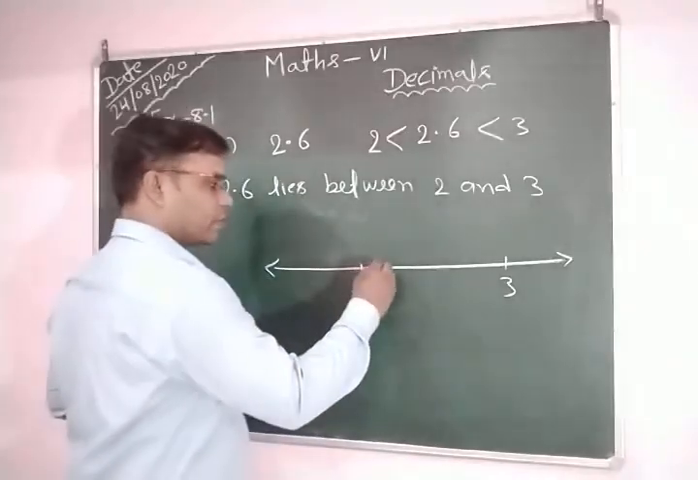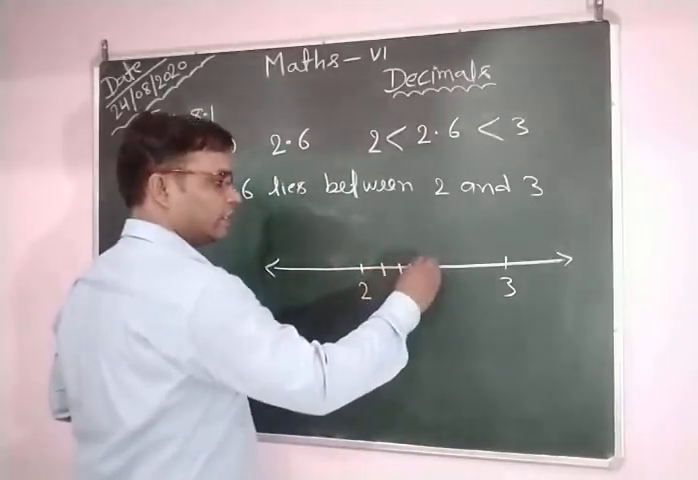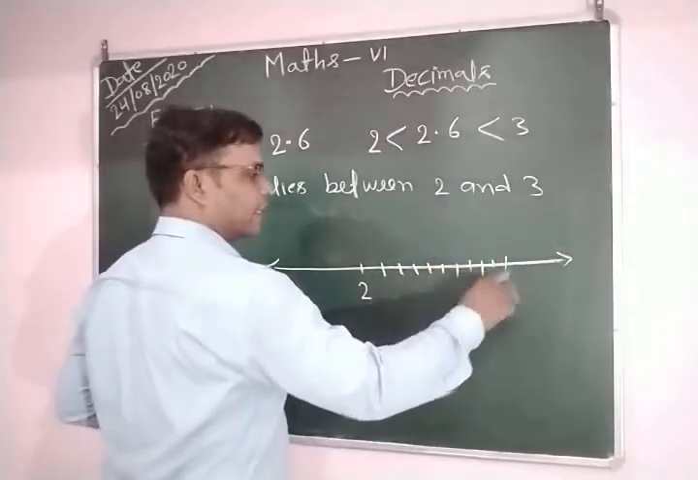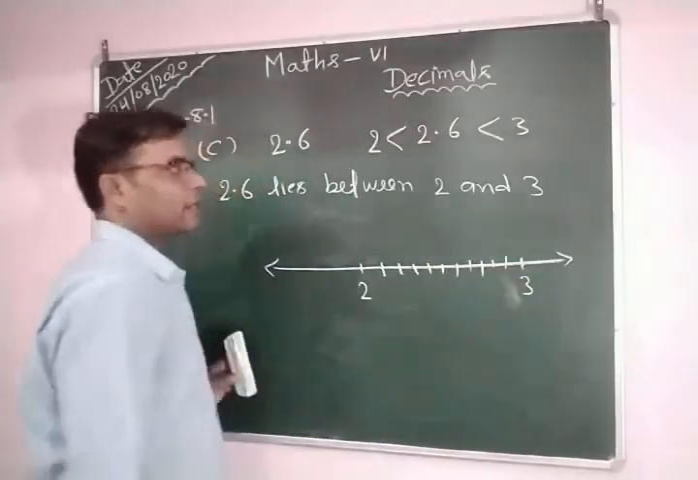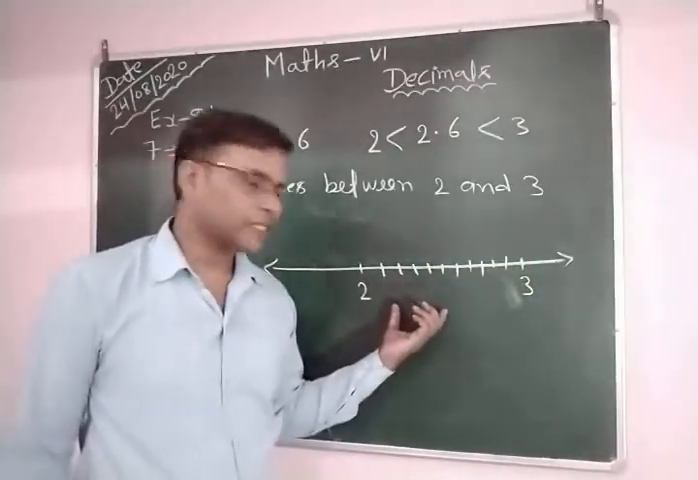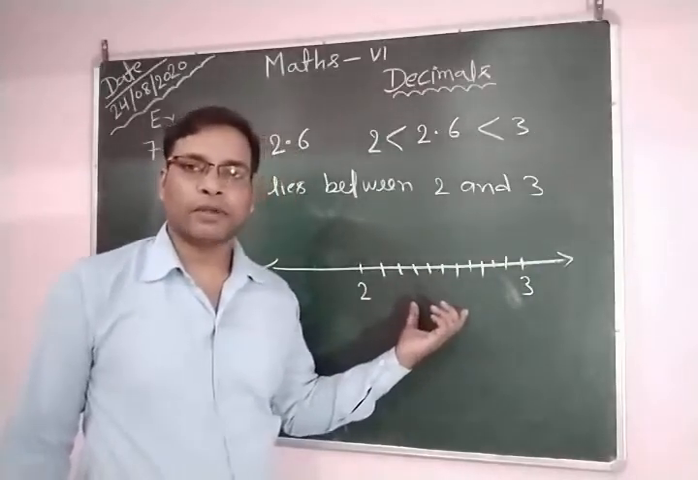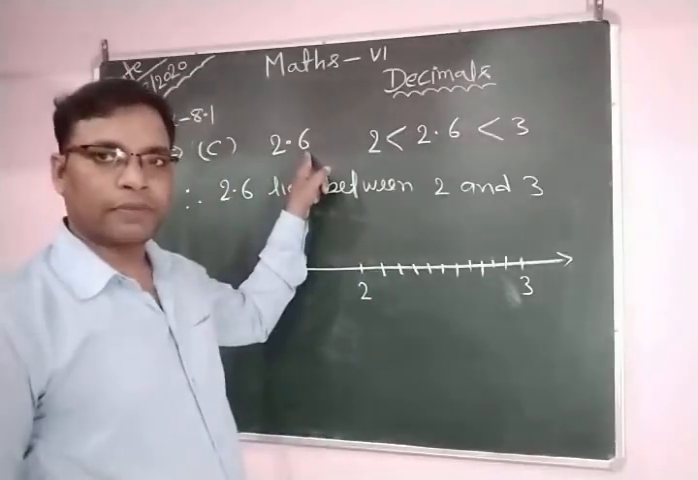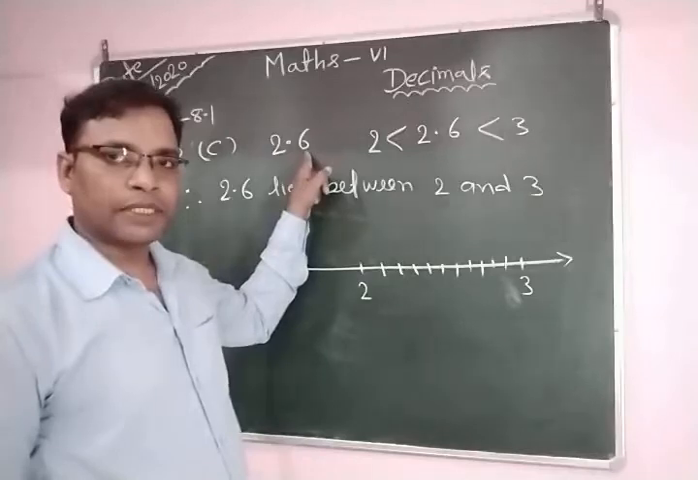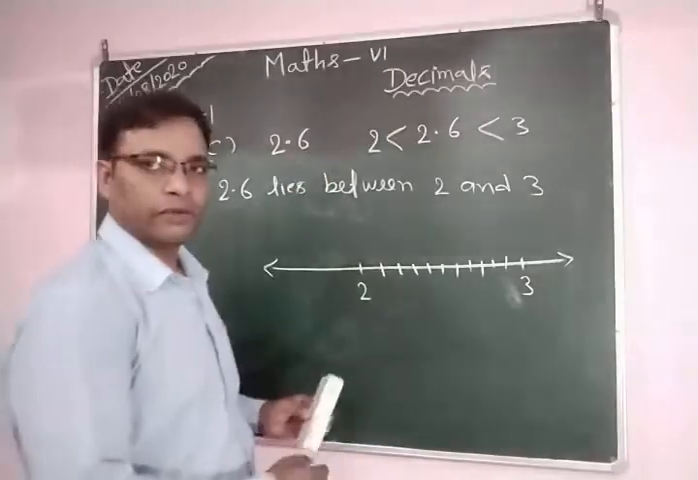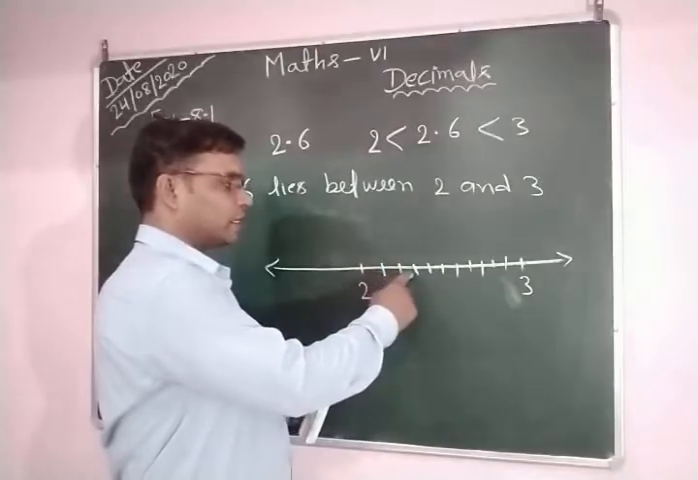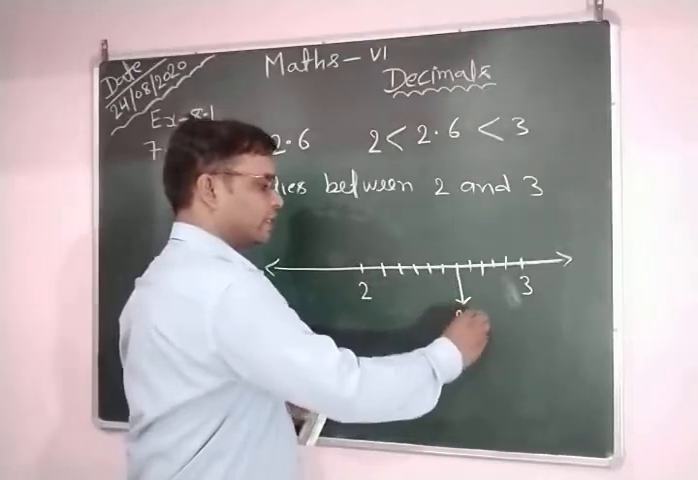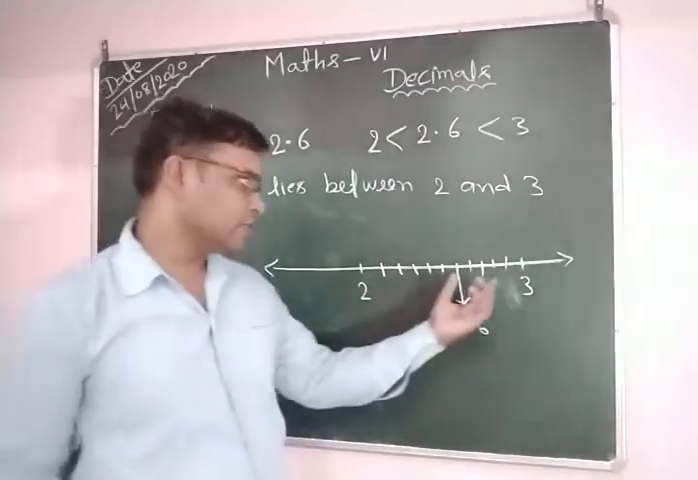So let's see, 1, 2, 3, 4, 5, 6, 7, 8, 9, and this is 10. Okay, 3. We divide the line segment between 2 and 3 into 10 equal parts, and we take 6 parts, because the digit in the tenths place is 6. So we take 1 part, 2 part, 3 part, 4 part, 5 part, 6 part. This is 2.6. Okay, so you can see this is nearest to 3.